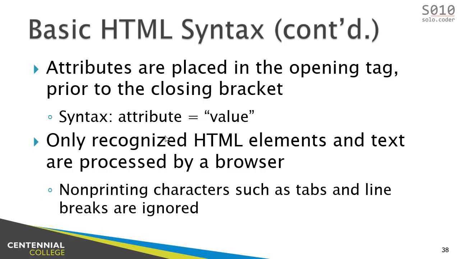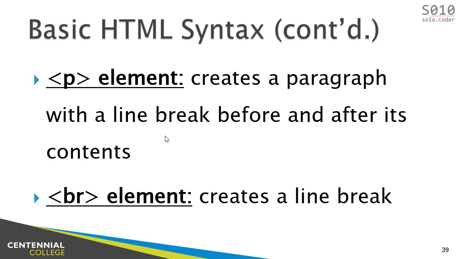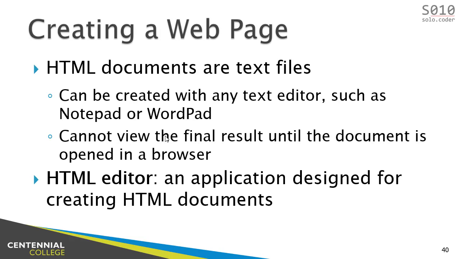Again, HTML tags have attributes, and attributes are used with the following syntax. We have attribute name equals to a value, like class equals to whatever class that might be. Okay. Again, we have the P element, which is the paragraph. We have BR, which is a line break tag.